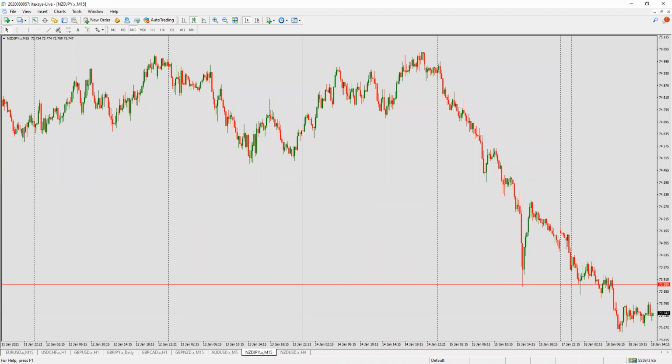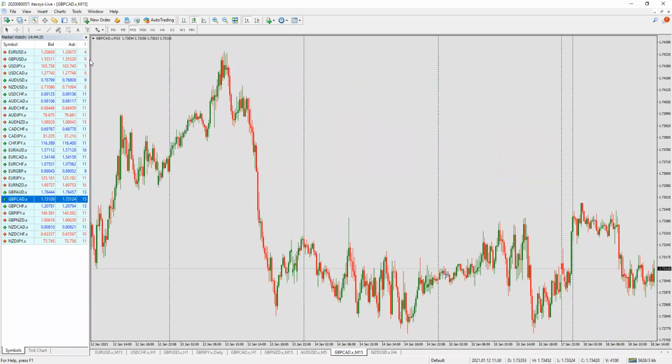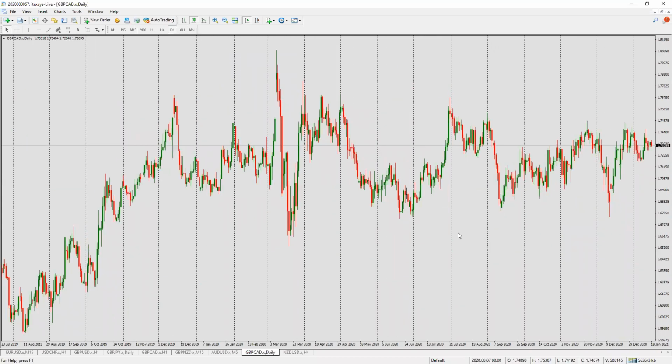Okay, right. Last one, we'll take the pound against the Canadian. Okay, sure, you're welcome. Okay, pound against the Canadian, and I think we will end with this one. And okay, daily chart. This is how it looks.